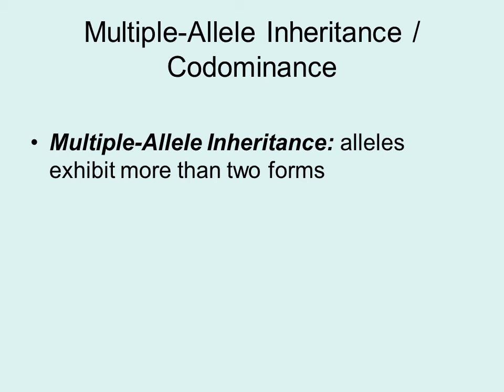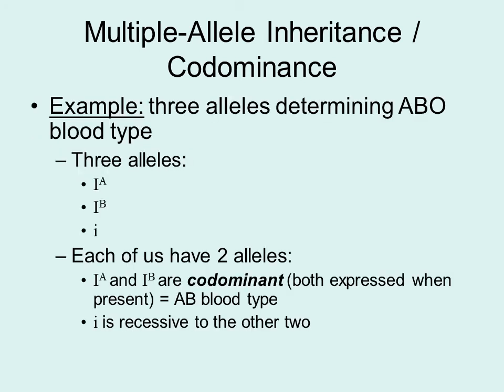Multiple-allele inheritance, oftentimes called codominance, means that several alleles may be expressed equally. The classic example for this is with blood type. There are actually 3 different possible alleles, but each individual will only have 2 of those. The 3 alleles are the IA, the IB, and the small i. You'll notice the A and B are also written with a capital I because they are both dominant over the lowercase i, but they're also what we call codominant.